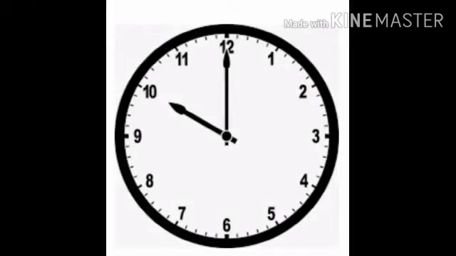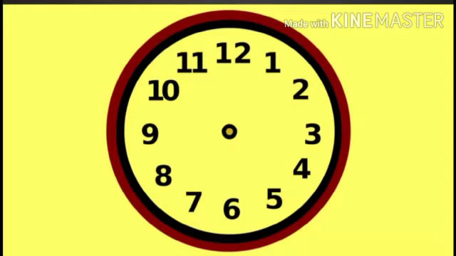Children, did you all enjoy the rhyme? Okay. Today we will learn how to tell the time on a clock. A clock is used to tell us time. Children, this is the face of a clock. It is round in shape. It has numbers from 1 to 12. Come on, let's count the numbers on the clock.